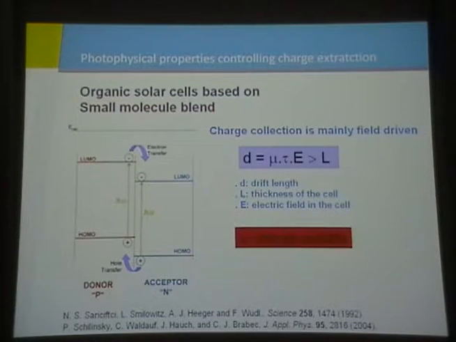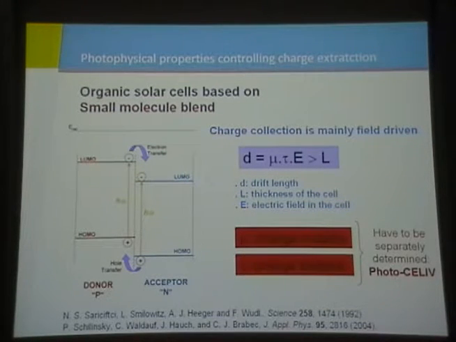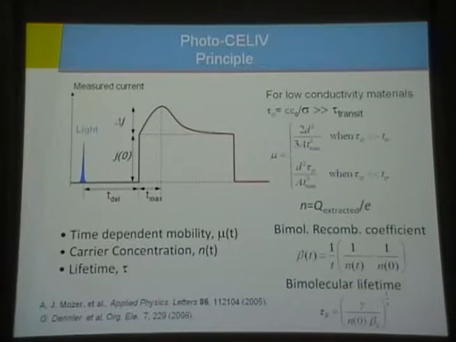And how do you measure these 3 terms? The charge carrier mobility and the lifetime of the charge carriers, and that's by using photo-CELIV. Almantas has given a very extensive talk on that. And I also just repeat, I think repetition is good.